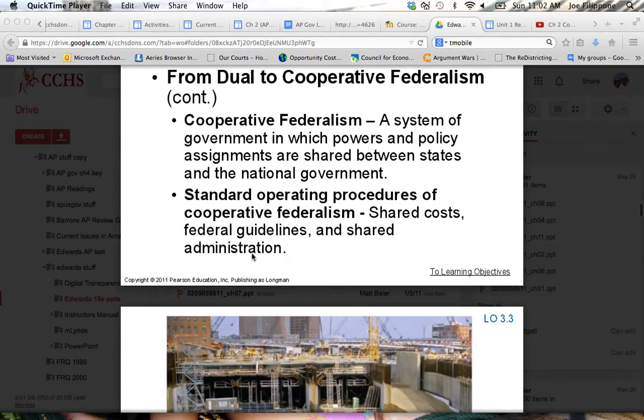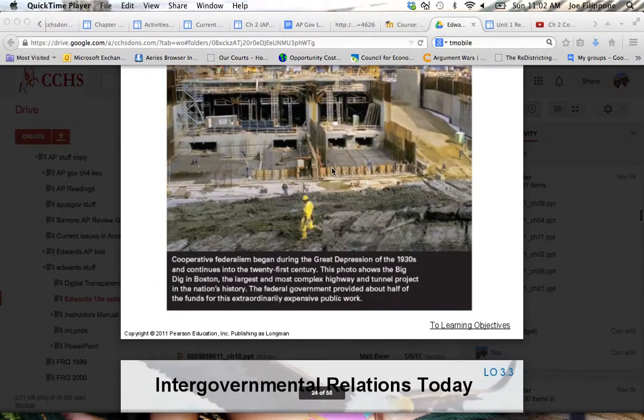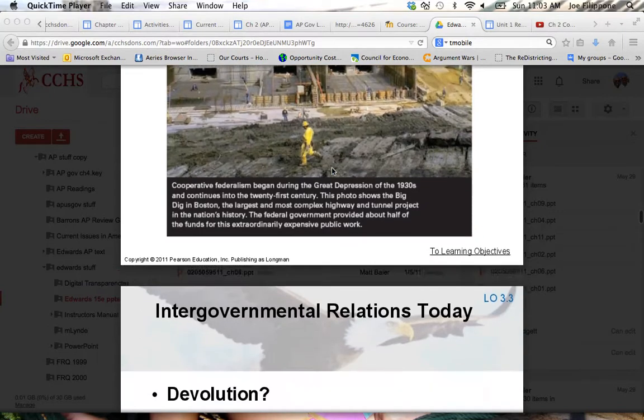Usually there's shared costs, federal guidelines, shared administration in cooperative federalism. A lot of times, though, you'll see unfunded mandates by the federal government, which really puts a burden on the states. Okay, cooperative federalism. You know, the states and the federal government kind of stayed separate up until the Great Depression, where the effects of the Great Depression really made the national government and the state governments cooperate more. And you saw a lot of very big projects that the federal government and the state governments shared during the Great Depression.